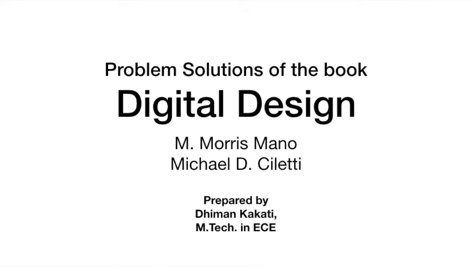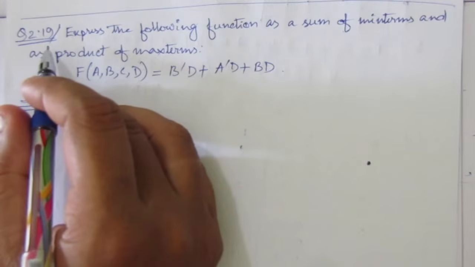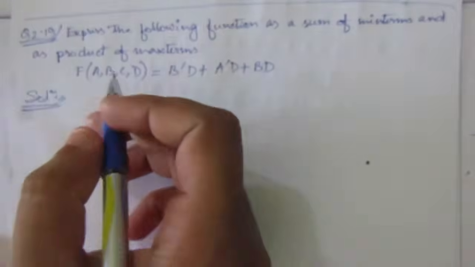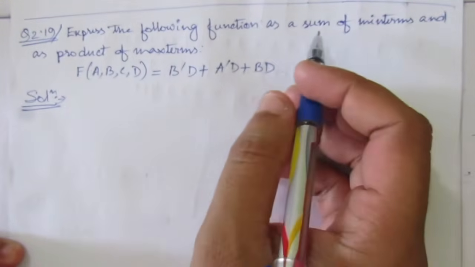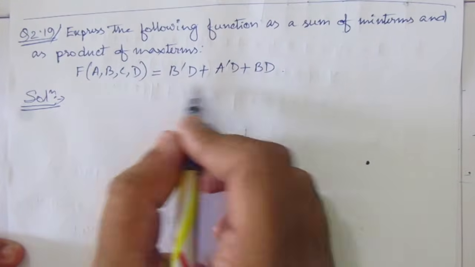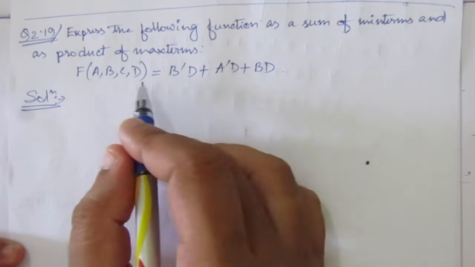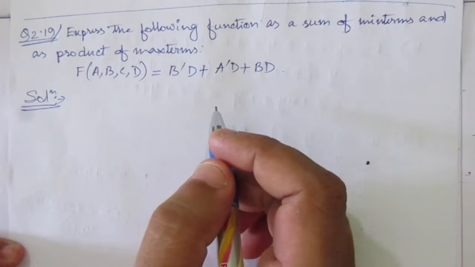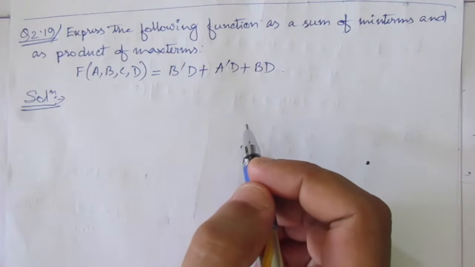I am solving the problems from the book Digital Design by Maurice Mano and Michael Ciletti. So in this video I am solving problem number 2.19 from chapter number 2. The problem is: express the following function as a sum of minterms and product of maxterms. We are given a function f that consists of 4 input variables a, b, c and d. So we have to find out the sum of minterms and product of maxterms.